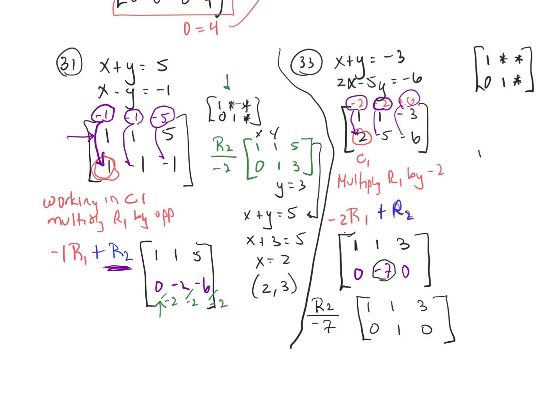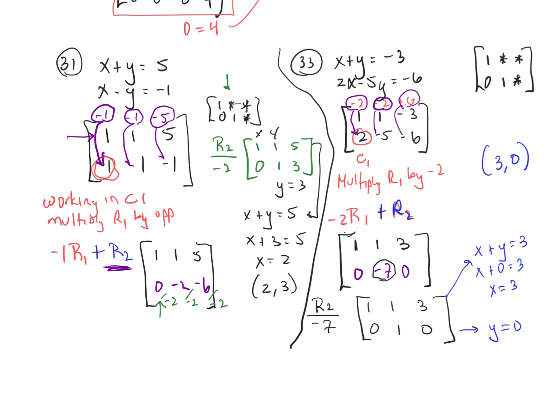So now we know that y, let me write that a different way. I know from this row that y equals 0. From this row, I know x plus y equals 3. So x plus 0 equals 3. So x equals 3. So the solution to this system is 3, 0. And you can always check your work if you really want to.